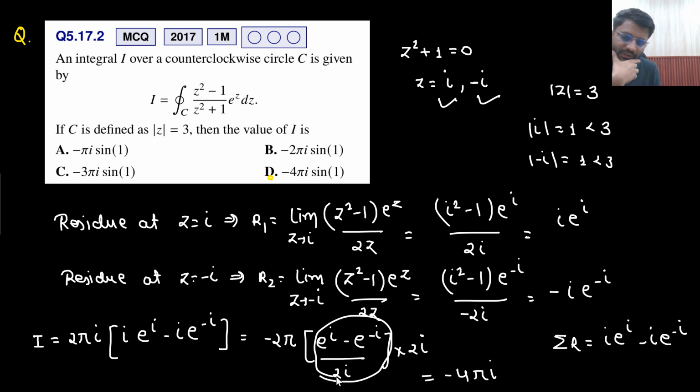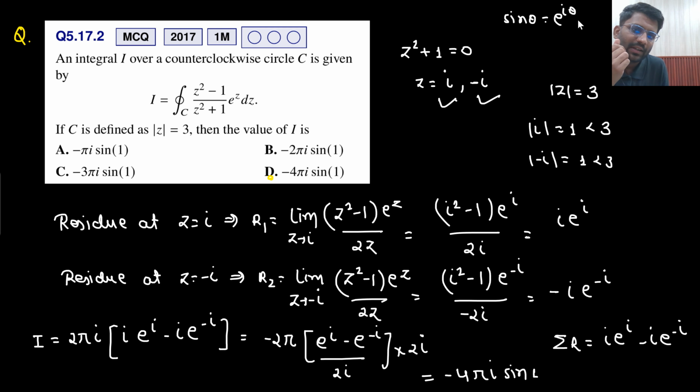And what is this? This is nothing but sine 1. Because what is sine theta? Sine theta is nothing but e to the power iota theta minus e to the power minus iota theta divided by 2j. So what will be sine 1? Sine 1 will be e to the power iota minus e to the power minus iota divided by 2j. So the same thing we are getting. So it is sine 1. So this is the answer that we are getting.